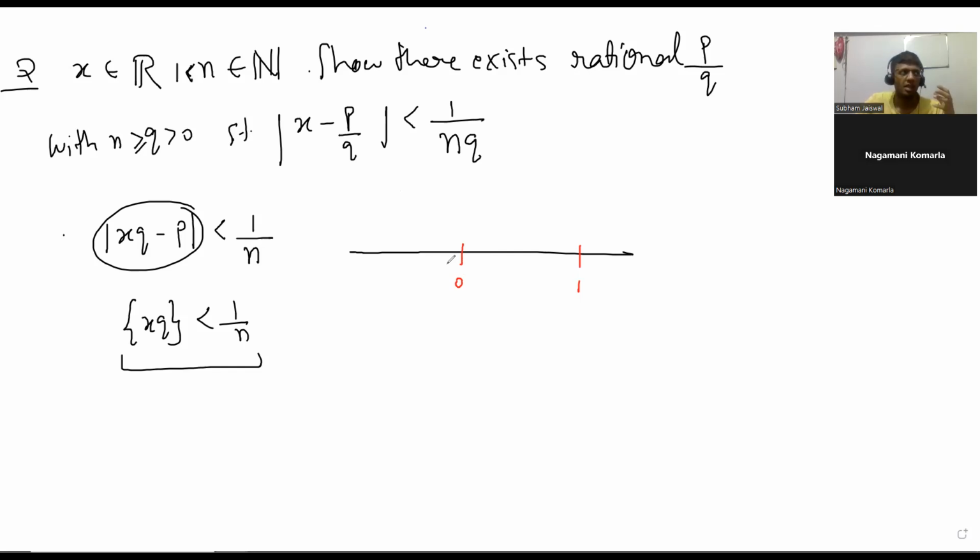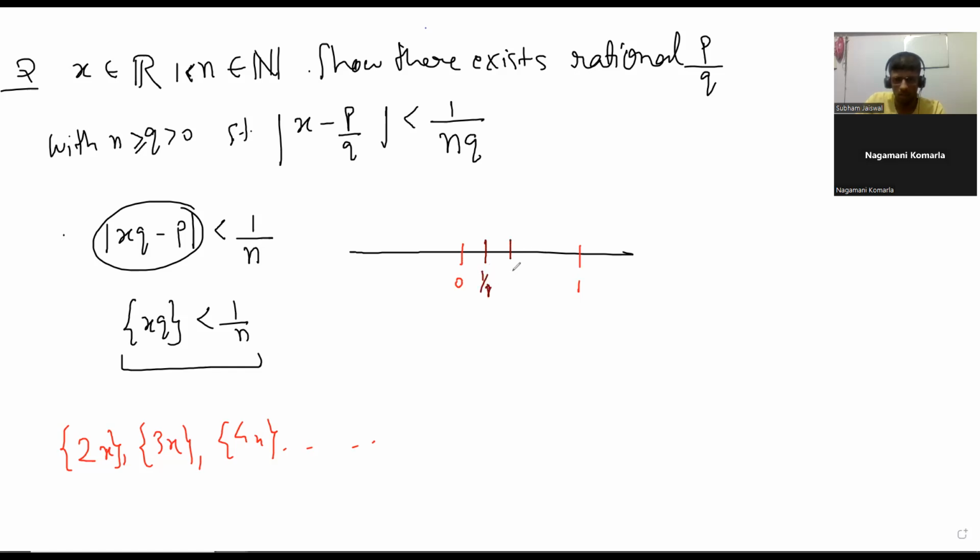You see, when x is irrational and you take the multiples of x, the fractional part never becomes 0. Multiples of x, as in 2x, 3x, like this. And you want to say one of the fractional parts is less than 1 by n. For this there is a good way to say it, but otherwise you can do something like this.